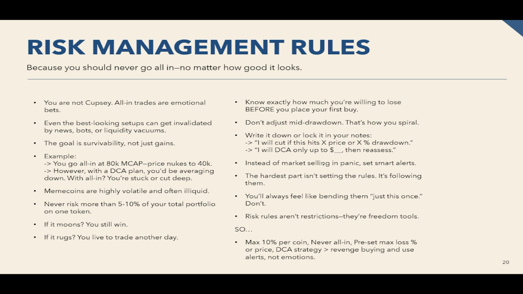You'll always feel like bending them. Oh, just this once, man. This coin is so good, man. I have to top blast. Don't. Very bad. Super bad. Horrendous. Right? Risk rules are not restrictions. They are freedom tools. So, max 10% per coin. Never all in. Preset your max loss percentage or price using DCA strategies and not revenge buying, and use your alerts, not your emotions.